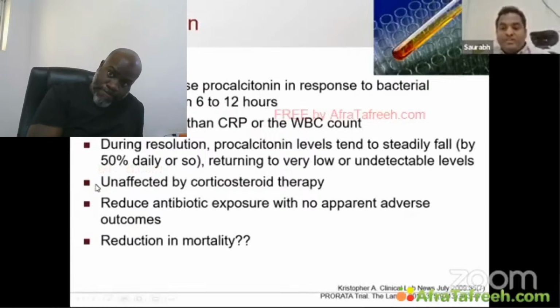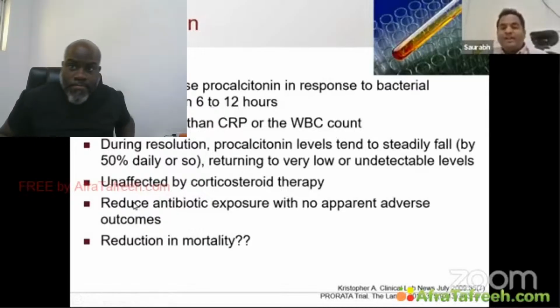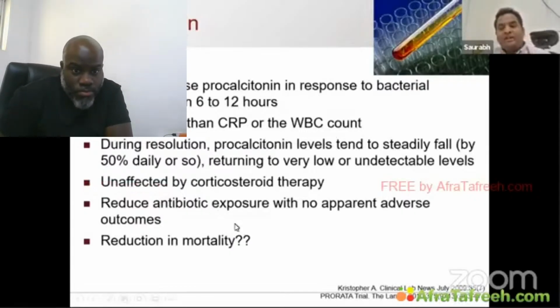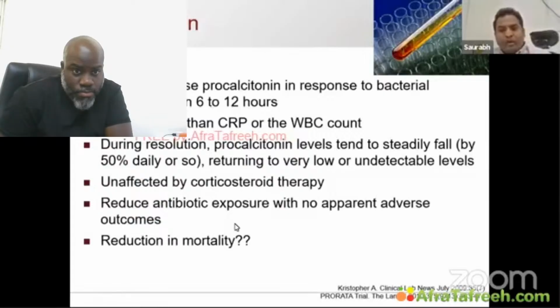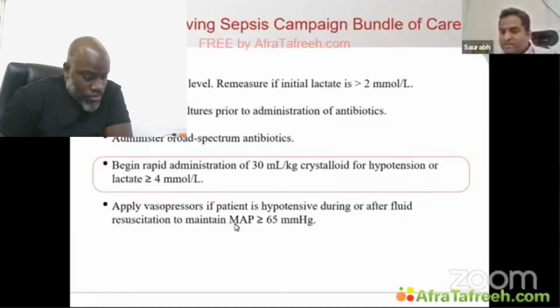So studies have shown that if you use procalcitonin for de-escalation of antibiotics, you reduce the antibiotic exposure. And some of the studies have actually shown that use of procalcitonin may lead to reduction in mortality as well. So procalcitonin may not be available everywhere, but it is an important biomarker to de-escalate antibiotic therapy in sepsis. So after discussion of antibiotics, if there are any more questions, we can discuss them.